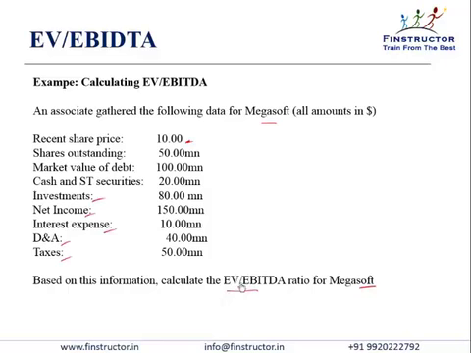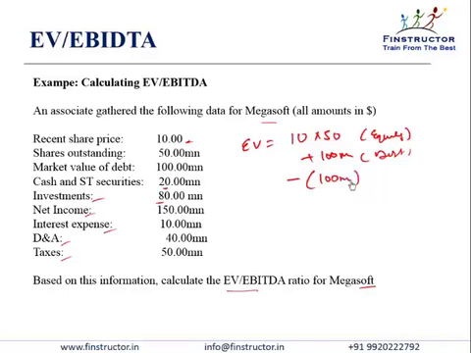So first let's calculate the enterprise value. Enterprise value will be the market value of equity. That will be $10 per share times 50 million shares, that is $500 million. That is equity value. Then we'll add the value of the debt, which is given to be $100 million, minus the value of cash and short-term investments. So there's cash of 20 and investments of $80 million. So minus $100 million of cash and short-term investments, which will give us the enterprise value as $500 million.